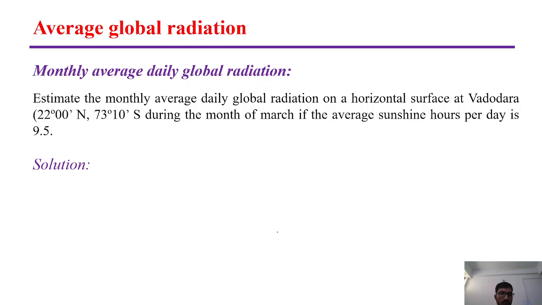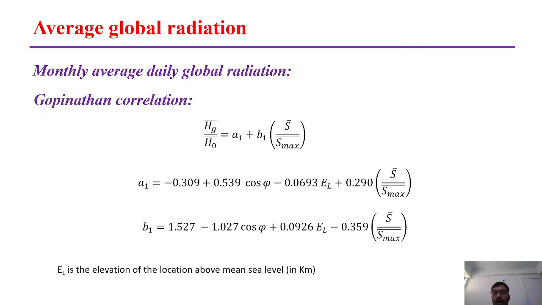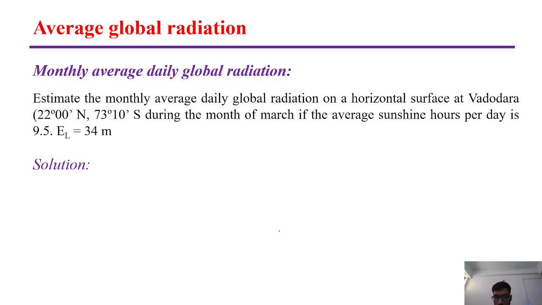Okay, so let's understand how to use these different formulas to calculate our requirement. Particularly we are looking for the monthly average daily global radiation. It says to estimate the monthly average daily global radiation on a horizontal surface at Vadodara. The latitude is given, during the month of March, if the average sunshine hours per day is 9.5, and EL is also given, 34 meter. So the EL is not required here.